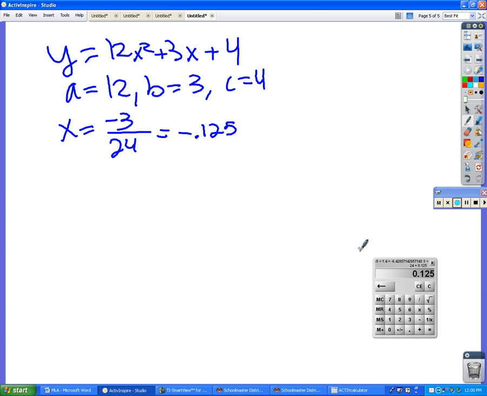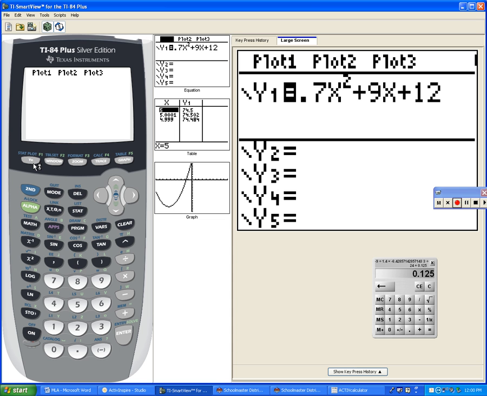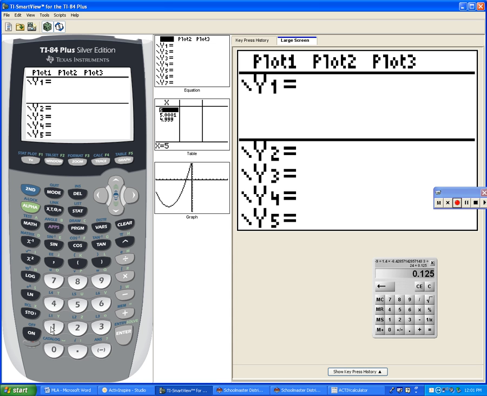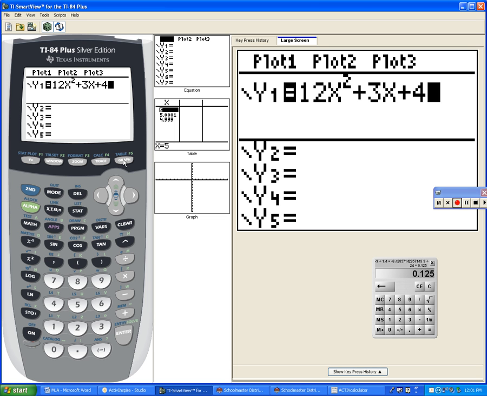Do you want me to graph that one and show you that also? No. No? Nate says yes. What are you thinking, Nate? 12, 3, and 4. It's the last time for me to finish my homework.